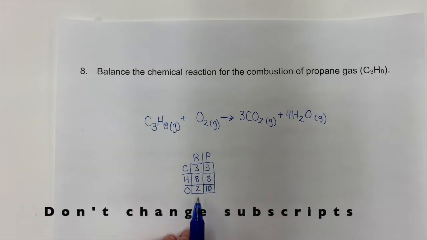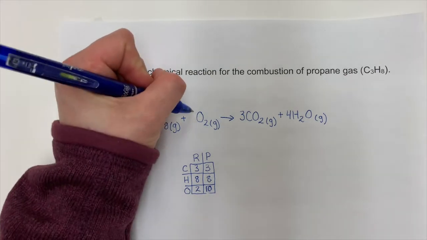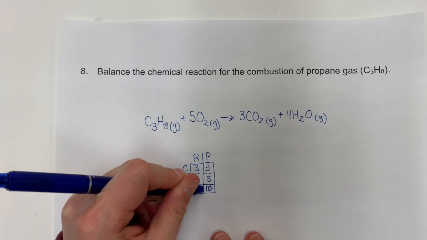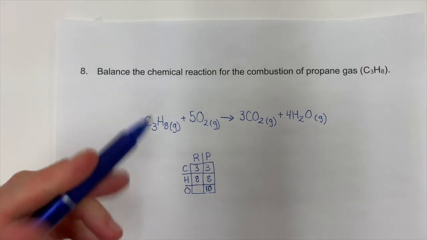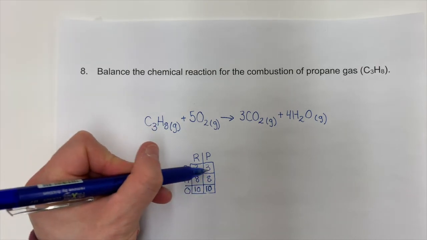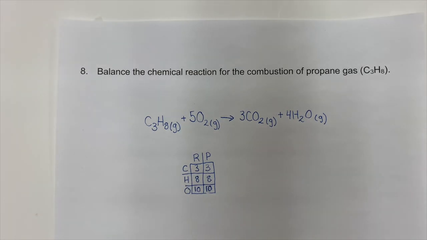So I now have 10 oxygens on my product side. I can see now, still not balanced, I need to increase oxygen on the reactant side. 2 times something is 10. If I multiply 2 by 5, I get 10. So if I put a 5 in front of the oxygen, 5 times 2 is 10, and it changes my oxygen on reactants into 10. Carbon is balanced, hydrogen's balanced, oxygen's balanced, and my reaction is complete.